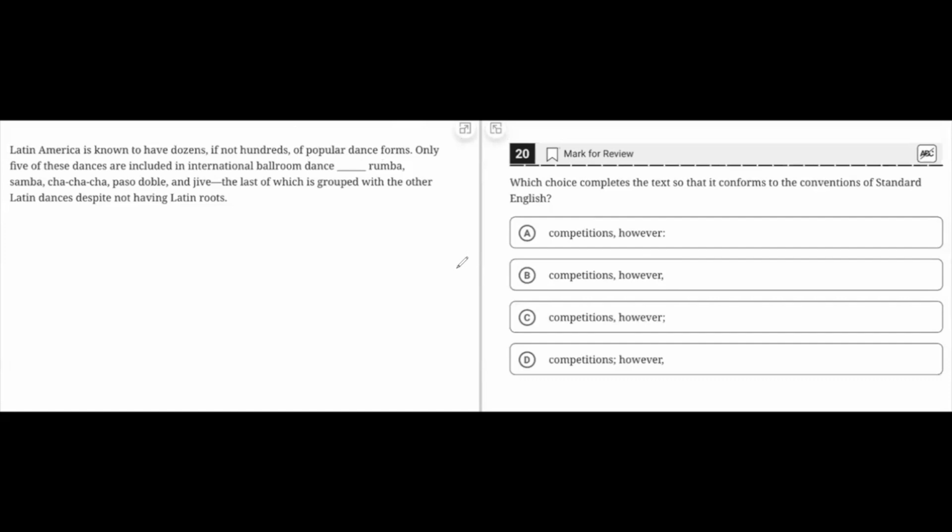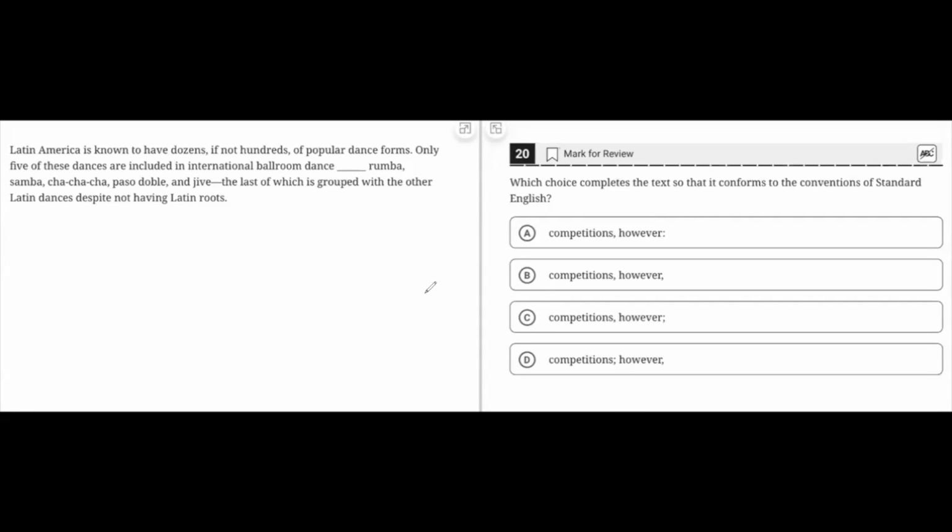Latin America is known to have dozens, if not hundreds, of popular dance forms. Only 5 of these dances are included in international ballroom dance competitions, however. Rumba, samba, cha-cha-cha, paso doble, and jive, the last of which is grouped with the other Latin dances despite not having Latin roots. Which choice completes the text so that it conforms to the conventions of standard English? And then here we go with the same words with differing punctuation marks around the word however.